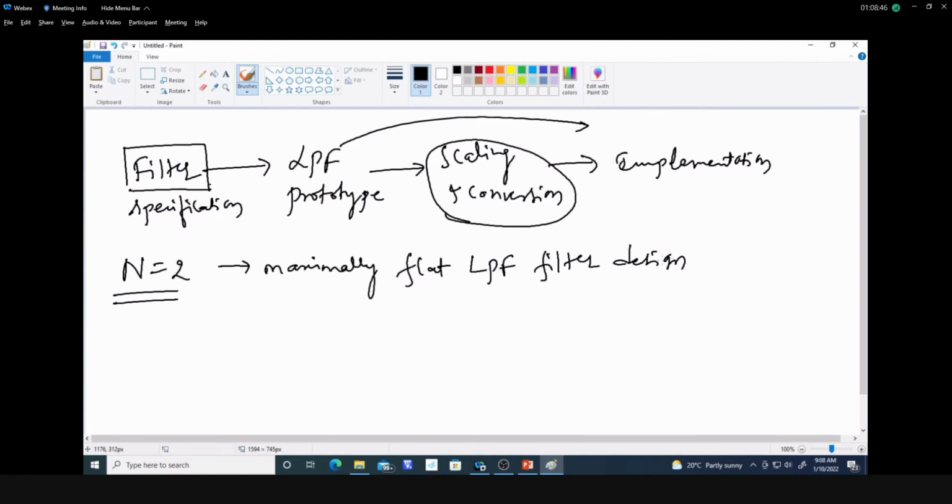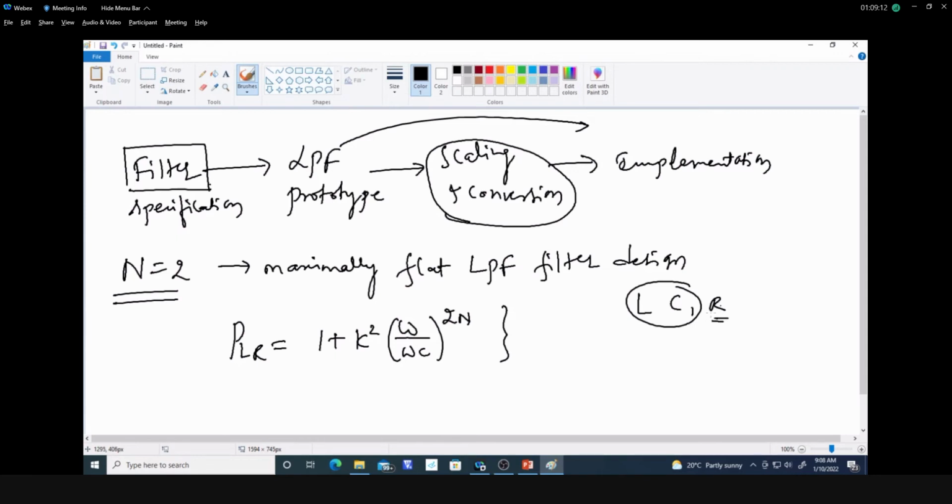So now we already know the expression for the power loss ratio for the maximally flat type, that is 1 plus k square into omega to the power n, that we already know. Now here in this specification, we're going to take the normalized element values of L and C. Let us design the L and C filter circuit parameters along with some loss, which is having a resistance.